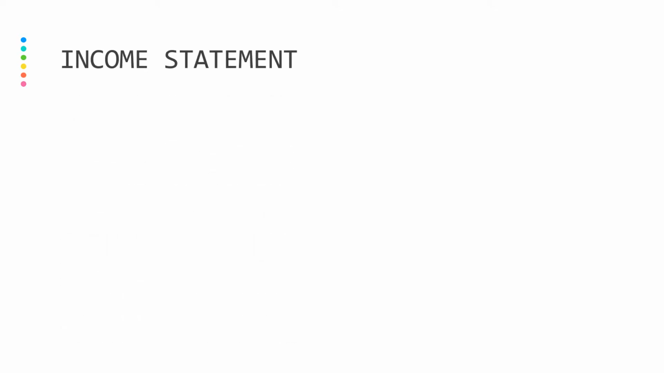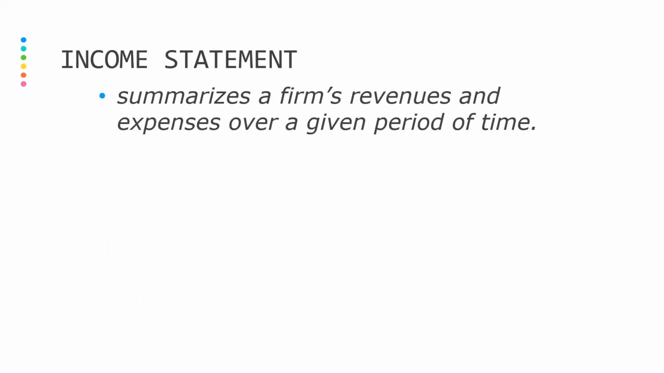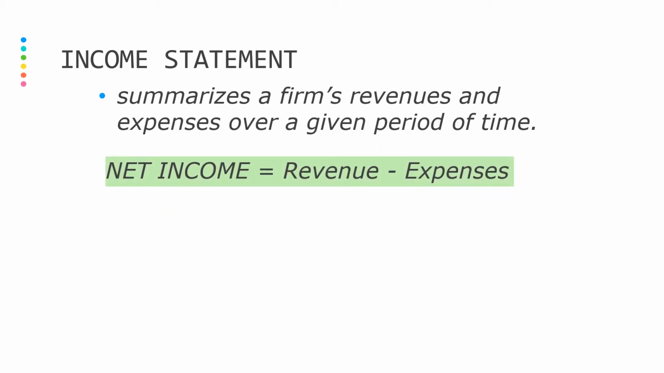So, income statement. Now, income statement, it summarizes a firm's revenues and expenses over a given period of time. So, unlike balance sheet, the income statement covers a range of time, which is a year for annual financial statements and a quarter for quarterly financial statements. So, the formula of income statement is as follows. Here you have net income is equal to revenue less expenses.